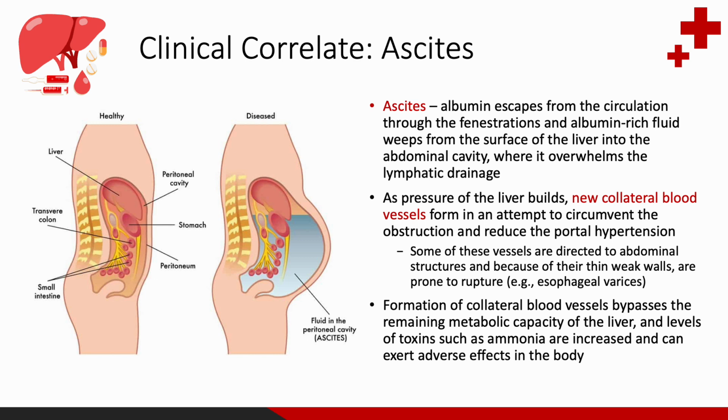As the pressure of the liver builds, new collateral blood vessels form in an attempt to circumvent the obstruction and reduce the portal hypertension. Some of these vessels are directed to abdominal structures and, because of their thin, weak walls, are prone to rupture. A particular example is formation of high-pressure collaterals to the esophagus, which can become varices that bleed into the lumen. In effect, formation of collateral blood vessels bypasses the remaining metabolic capacity of the liver, and levels of toxins such as ammonia are increased and can exert adverse effects in the body.